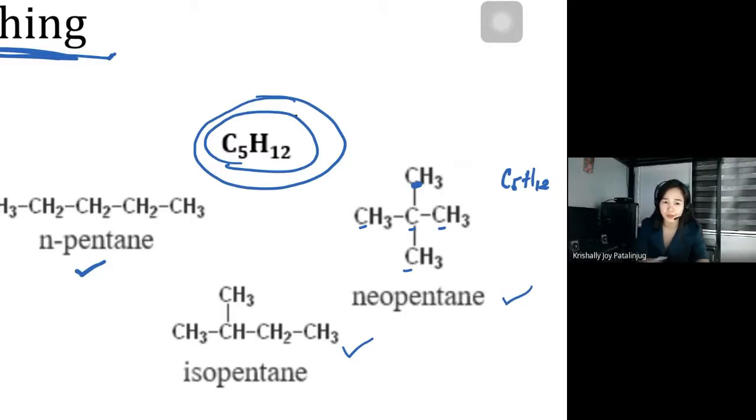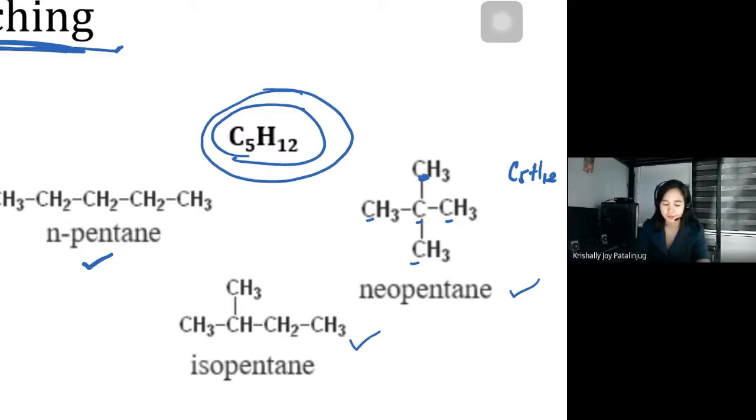Okay, isomers sila with pentane and neopentane. What about isopentane? So obvious naman yung pangalan itself, isomer daw ng pentane yung isopentane. But let's try to double check, no? Kung C5H12 din yung formula niya.